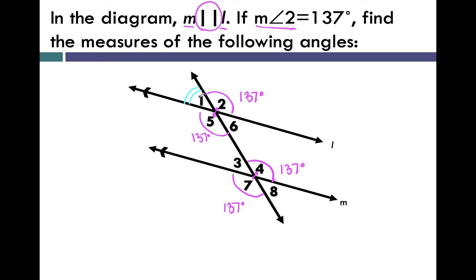Well, you might notice that angles 1 and 2 add up to 180 degrees because they make a straight line. So we would simply need to do 180 minus 137, which gives us 43 degrees for angle 1, and then also angle 3, angle 6, and angle 8, for similar reasons as we discussed with the others. So 180 minus 137 is 43, and that gives us the remaining 4 angle measures.